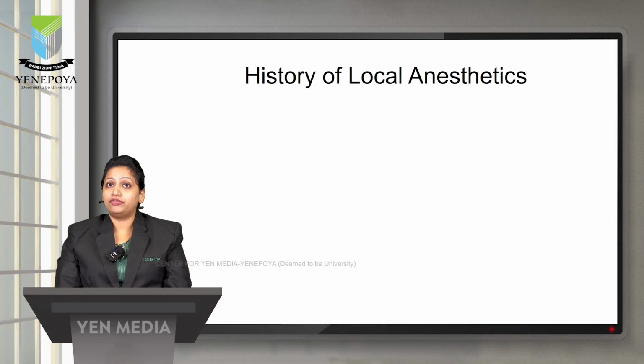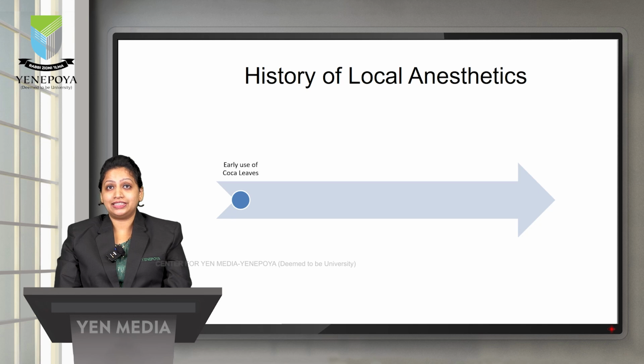Coming to the history of local anesthetics. The first local anesthetic discovered was cocaine, which was derived from the coca plant. In early use, indigenous people in South America chewed coca leaves for their stimulating and numbing effect. Discovery of cocaine: cocaine, the first local anesthetic, was isolated from the leaves by Albert Niemann in the year 1860. Its anesthetic properties were recognized in the later 1880s.